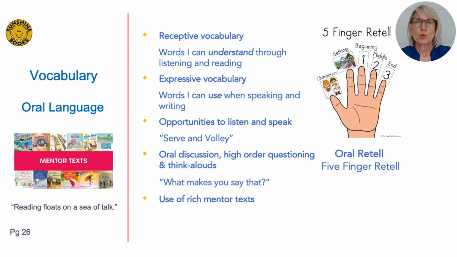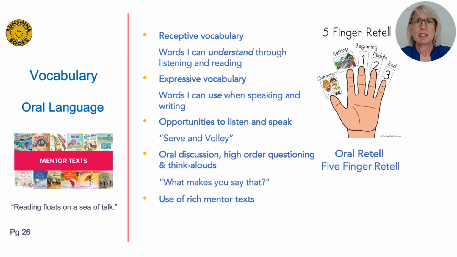Students begin school with varying levels of oral language, vocabulary, and language experience. These differences can create gaps from the outset. Explicit teaching of oral language supports students to learn to read and write effectively. You may have heard this saying, reading floats on a sea of talk. It is important to develop both receptive vocabulary, so words students understand through listening and reading, and expressive vocabulary, words students use when speaking and writing.